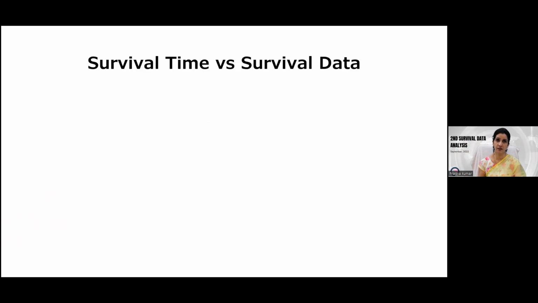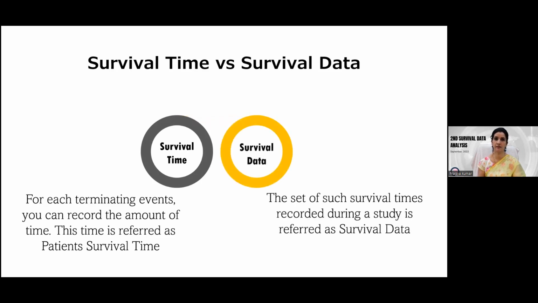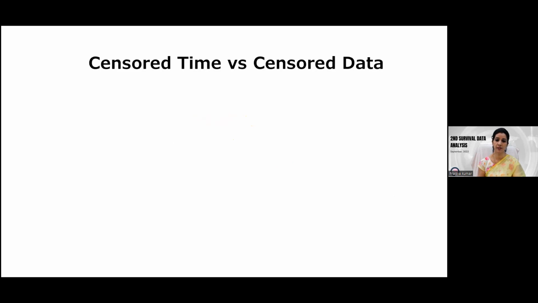So there is a survival time versus survival data. Survival time is for each terminating event. We can record the amount of time. This time is known as the patient survival time. And then there is a survival data. The set of such survival time recorded during a study is referred as the survival data.